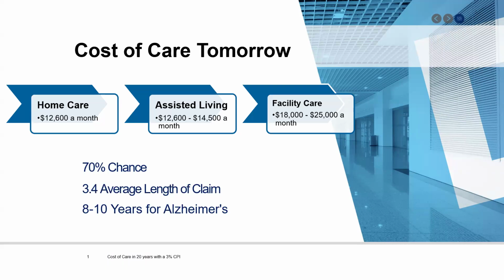Then I generally like to talk about what's the cost of care tomorrow, right? So today we saw what it was. This is just projected out 20 years. What do we expect home care to cost, assisted living to cost, and facility care to cost? We have no idea what those numbers are going to be.